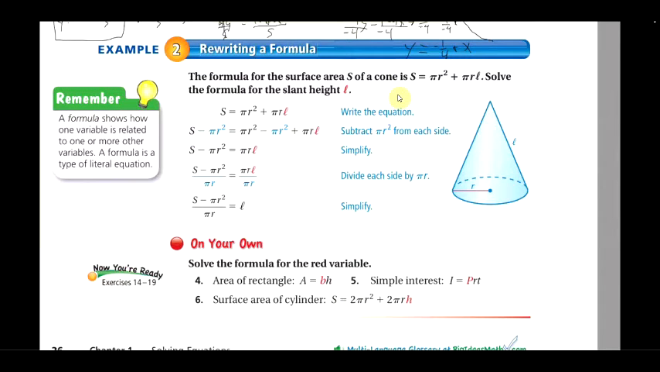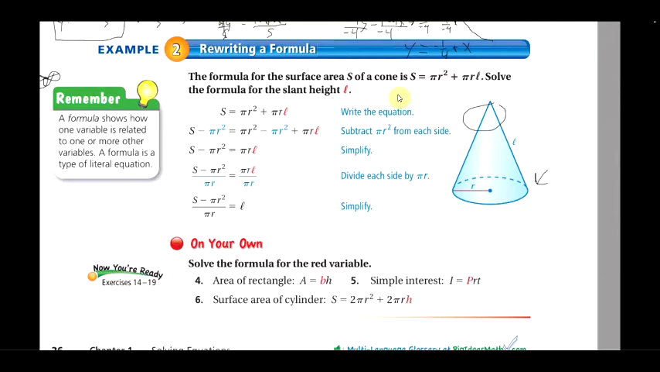Now, we did a lot of these yesterday, and let's look at this little remember box that's over here. Ding, ding, ding. So it says a formula shows how one variable is related to one or more other variables. A formula is a type of literal equation. Nifty cool. Now they give us the formula for surface area of a cone. It's very nice of them. And that's given as pi r squared, so that would be the area of the base. Surface area shows all the area of the outside, plus pi times radius times L, which is the area of all this stuff around the outside.